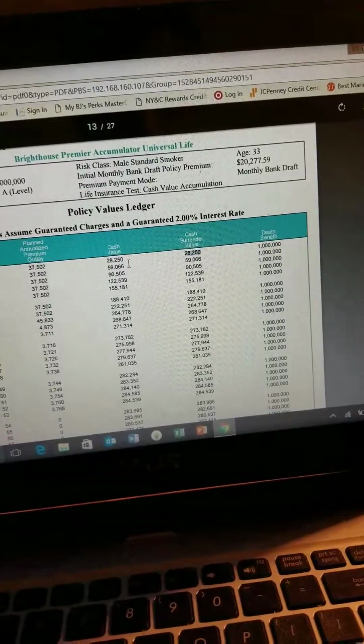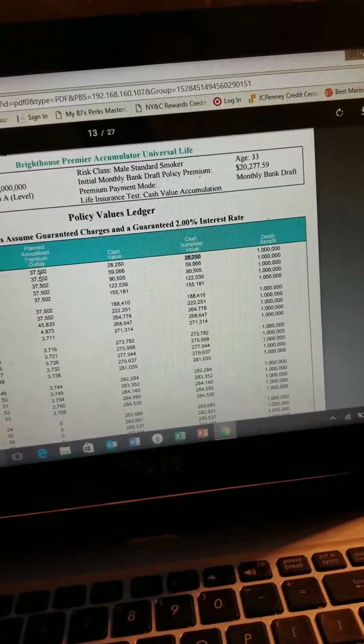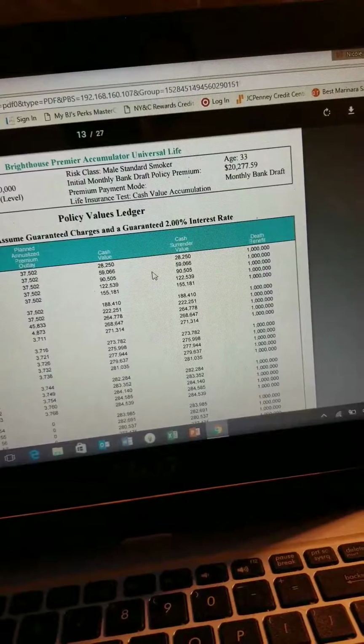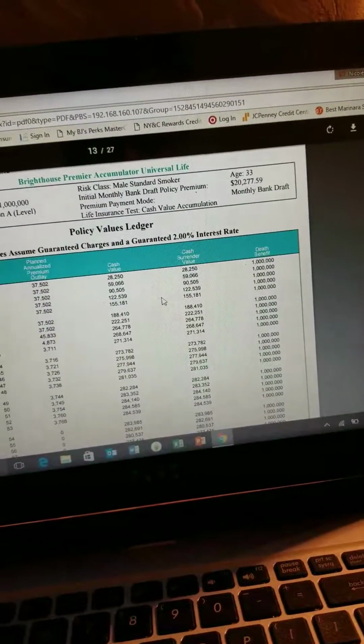But if you cancel that term policy, that's it, your money's gone. If you cancel this whole life policy, you're still going to get some money back with what's called your cash surrender value. There are penalties for surrendering the policy, which is why you're only going to get 28.2.